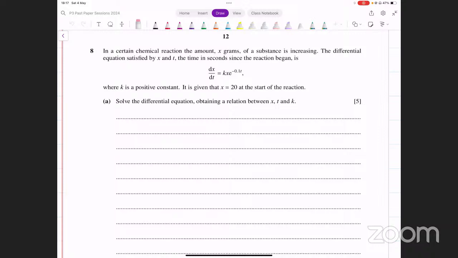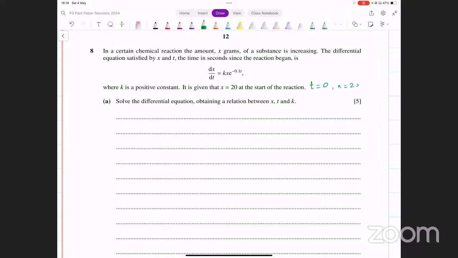Okay, so question number 8. Let's start with this next one now. It says in a certain chemical reaction, the amount X grams of a substance is increasing. The differential equation satisfied by X and T, the time in seconds since the reaction began, is dx over dt equals this. Now, K is a positive constant. It's given that X equals 20 at the start of the reaction. The start of the reaction means when T equals 0. When T equals 0, X equals 20.